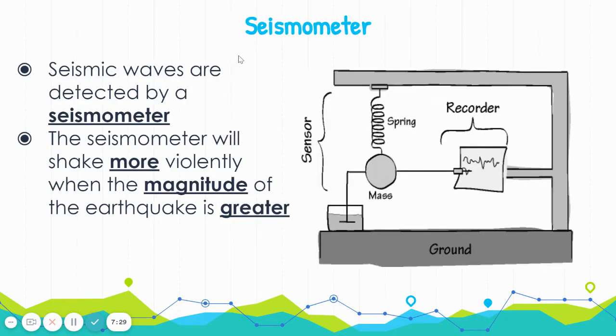Here's a picture of a seismometer. Seismic waves are detected by a seismometer, and it will shake more violently when the earthquake is of greater magnitude. So you can see here's the sensor. It's going to measure both side-to-side movement as well as up and down movement, and you will get a printout here. Sometimes this data is put into a computer, and that's where we get something called a seismograph.